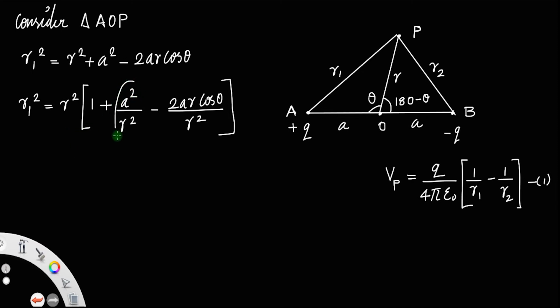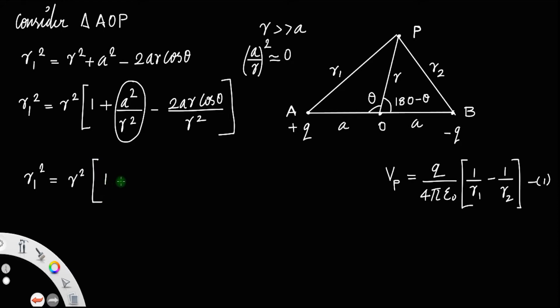See, this term, we know r is very much greater than a. If you compare the distance a and r, r is very much greater than a, so that a by r is approximately 0. So a square by r square is also approximately 0. So you can neglect this term. So r1 square will be r square into 1 minus, you can cancel one of the r, 2a cos theta divided by r.